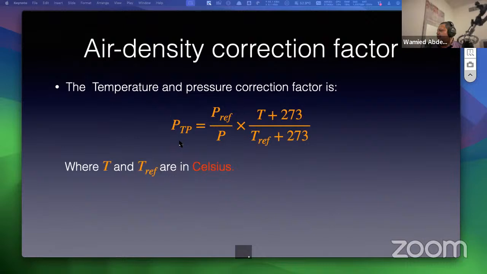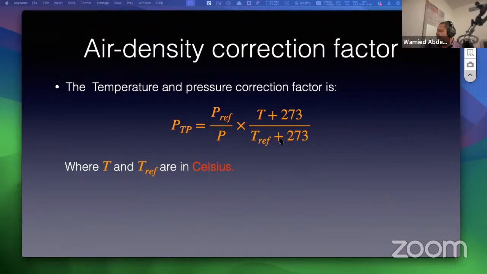So the temperature and pressure correction factor is given by this relationship. It's P reference divided by P. The reference pressure is usually 1 atmosphere, and P is the pressure when the measurements were done, multiplied by T plus 273. T is in Celsius, and plus 273 just converts it into kelvins, divided by the reference temperature plus 273. You can put 273.2, that's okay, or 0.15, it's okay.